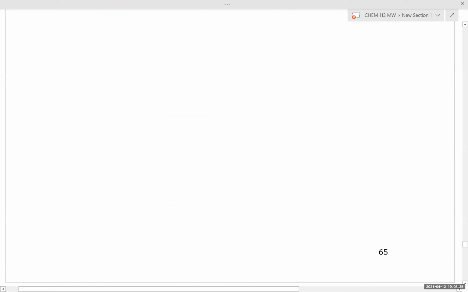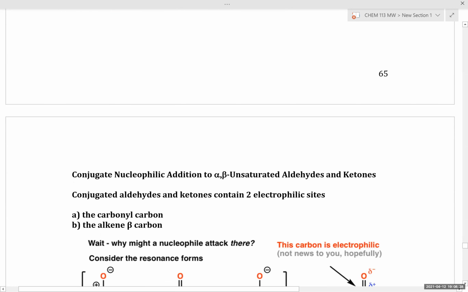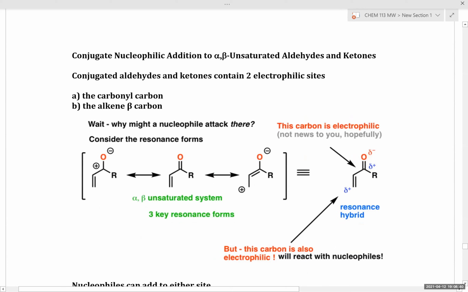Okay, so let's keep going now. And let's talk about conjugate nucleophilic addition to unsaturated aldehydes and ketones. So conjugated aldehydes, ketones, and conjugated carbonyls in general contain two electrophilic sites. The carbonyl carbon, right? We know the carbonyl carbon is electrophilic. I mean, we can even draw out the resonance structure where we can clearly see a partial positive charge on the carbonyl carbon.